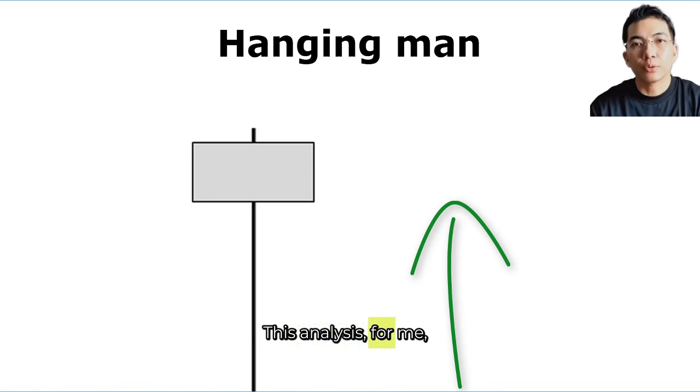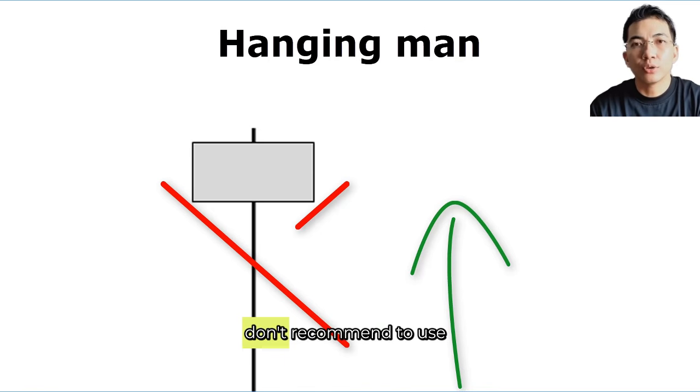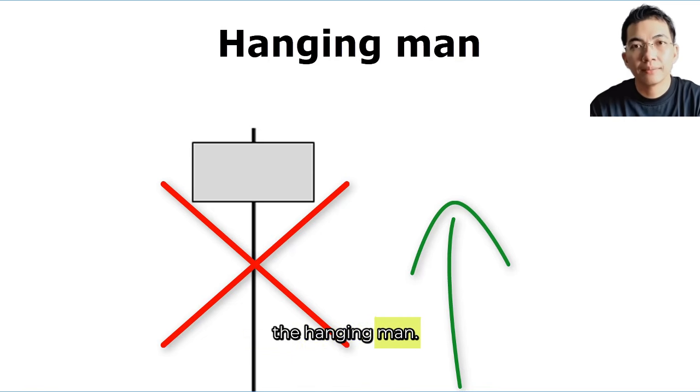This analysis for me is enough to let me say that I don't recommend to use the hanging man. I don't want to open short positions on a candlestick that is telling me that the buyers were stronger than the sellers by the end of the session.